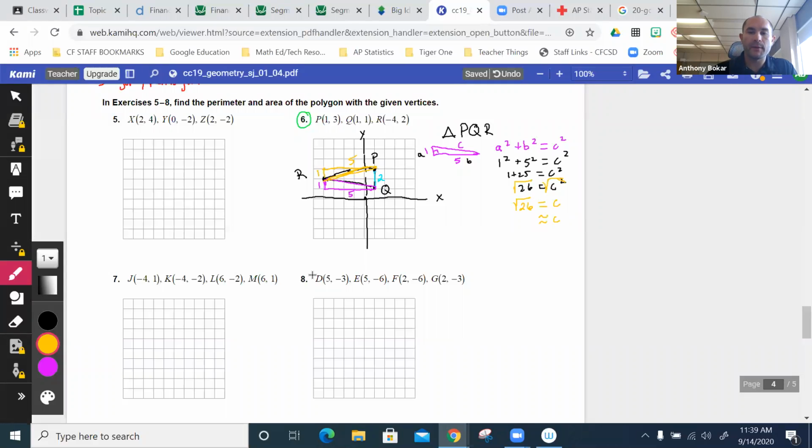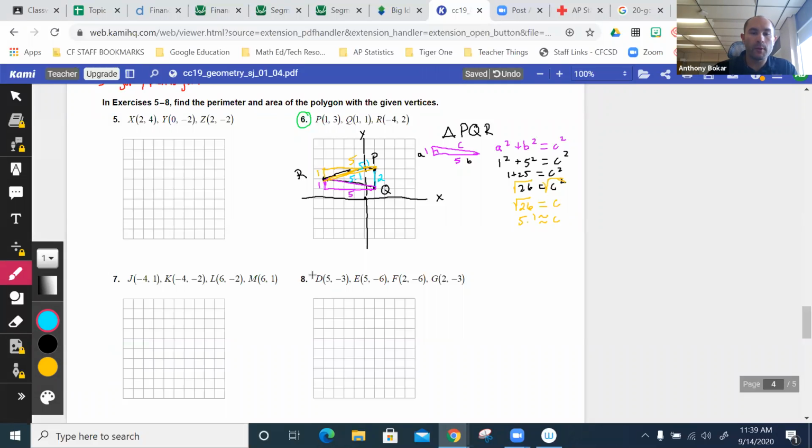So approximately, if I grab a calculator, the square root of 26 is 5.1. So it's like 5.1 units. Okay, so that means this segment in here, RP, I'm gonna write it in blue, this is 5.1, and so is the other one, 5.1.